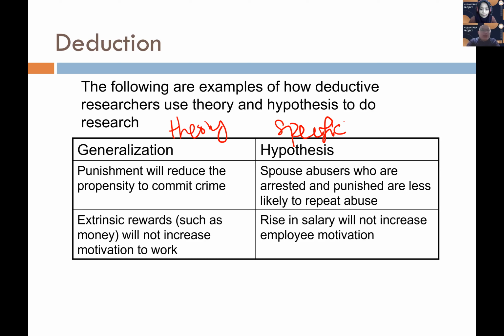Okay, for example, let's say a theory says that punishment will reduce the propensity to commit crime. So it can be applicable in any context. It can be applicable to spouses, to the community, and in terms of education. But let's say now I would like to conduct research on spouse abusers. How am I going to make it specific? This is the example: spouse abusers who are arrested and punished are less likely to repeat abuse. So we put it in our context already. This is called reducing from a generalization to a specific hypothesis.